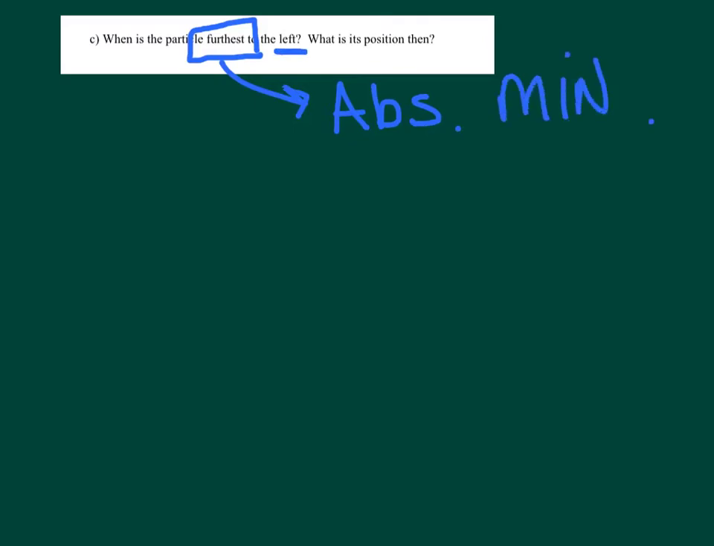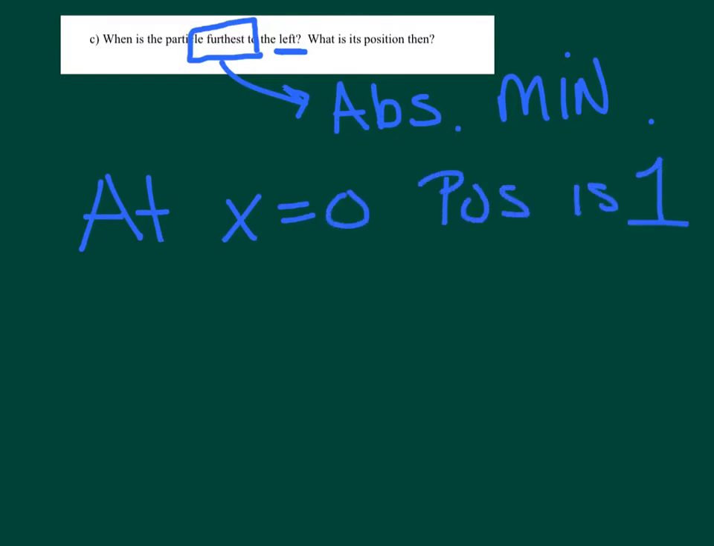Part C, when is the particle furthest to the left and what is its position? Well, again, the word furthest is the part that's got to jump off the page. If you are farthest or furthest, nobody can be farther than you. So again, that's an absolute. If I'm talking about to the left, I am looking for an absolute min. So I don't need to redo my math. I just need to look at my table and ask myself, who's the smallest? Looking at that table, when is the particle furthest to the left? Hopefully you would say at t equals 0. And what is its position? Its position is 1.